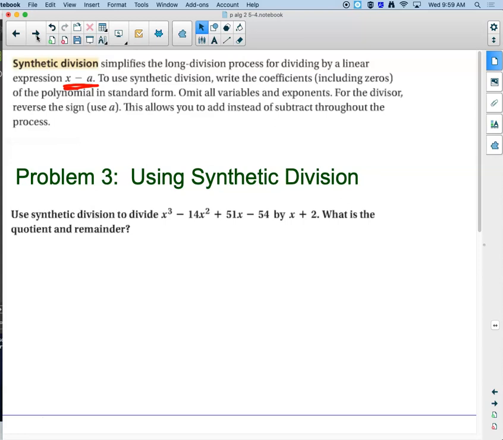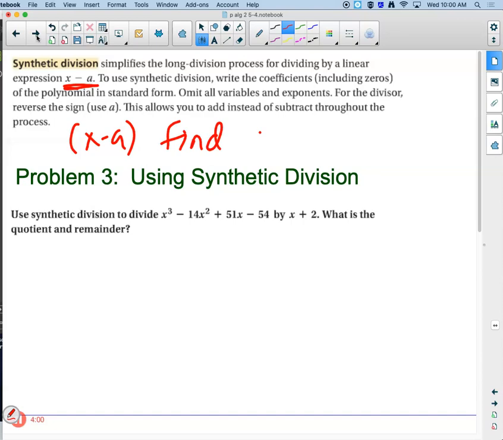Now, what they're saying is this. It came to us like this. We only want to divide by a. Remember, we're going to ignore the x's and the powers of the x's. So what we're going to do is find a. And that's what we're going to divide by instead. So this allows you to add instead of subtracting, because we won't have x minus a. We'll just have a throughout the process.